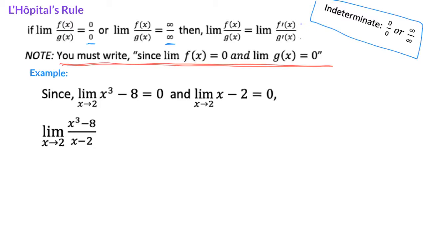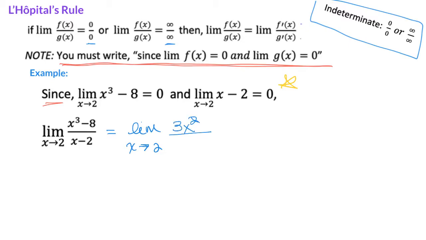And here we go. So we're going to write this limit since the numerator equals 0 and the denominator equals 0. Again, this is very important. Must write that statement. Then you can do the math. So that means this equals the limit as x approaches 2. We are going to take the first derivative of the numerator and the denominator.